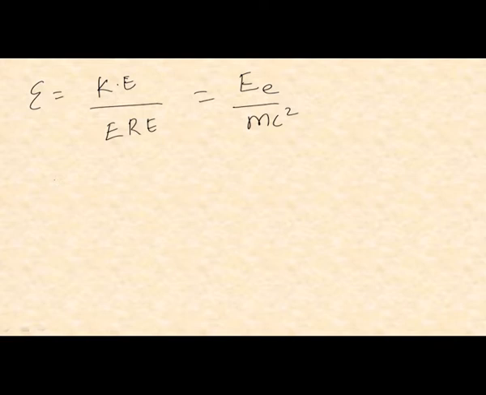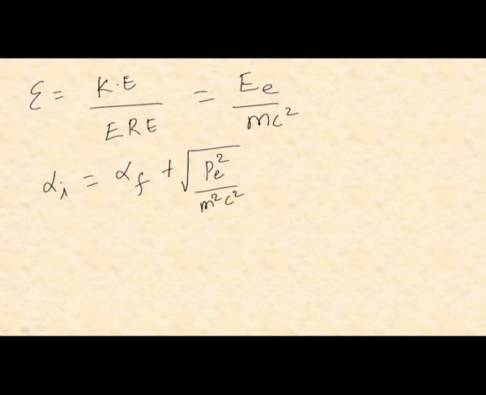After substitution, the conservation of energy becomes alpha i is equal to alpha f plus square root of p_e square by m square c square plus 1, minus 1. Keep this as equation 4. This we got after substituting alpha f and alpha i in the conservation of energy equation.